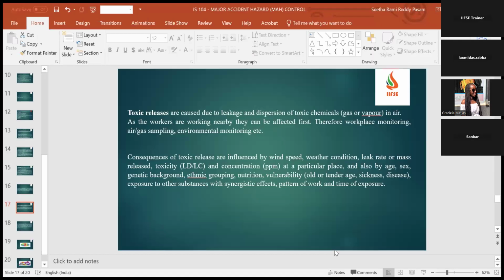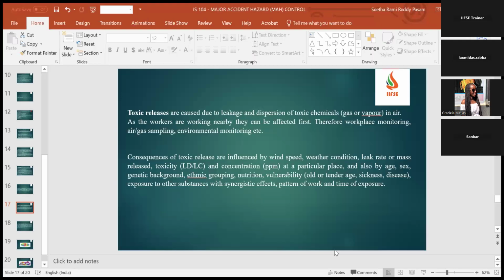So the consequences of toxic releases are influenced by the wind speed, weather conditions, leak rate or mass released, toxicity, and also concentration at a particular place, and also by age, male or female, genetic background, ethnic grouping, nutrition, vulnerability, old age or sickness or diseases, exposure to other substances with synergetic effects, pattern of work, and also time of exposure. So these are the various factors that will be considered.